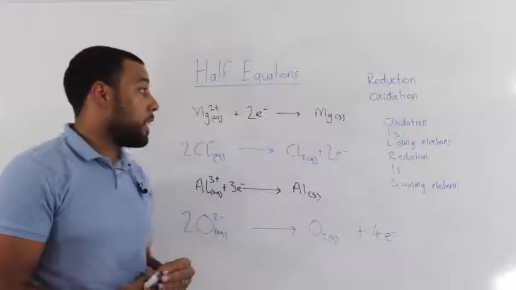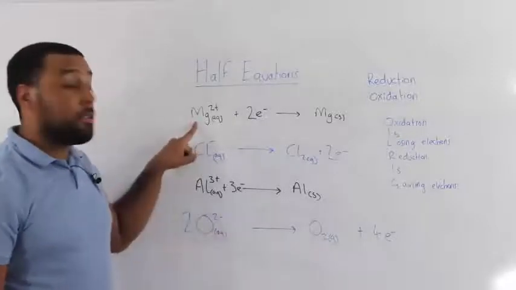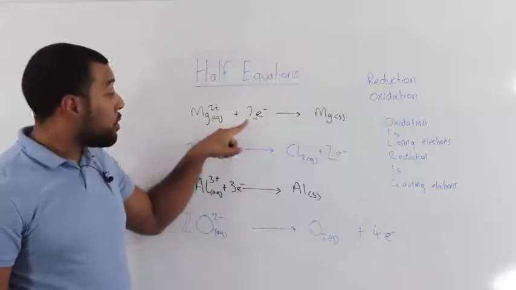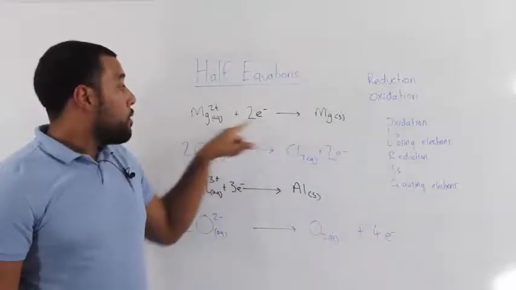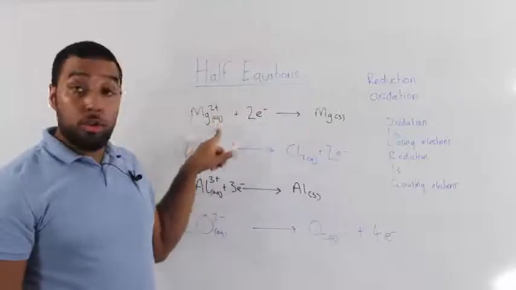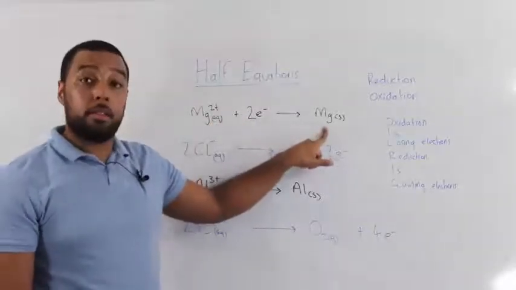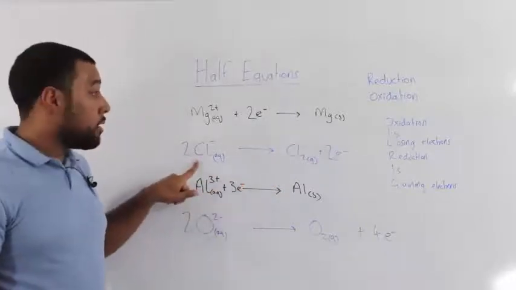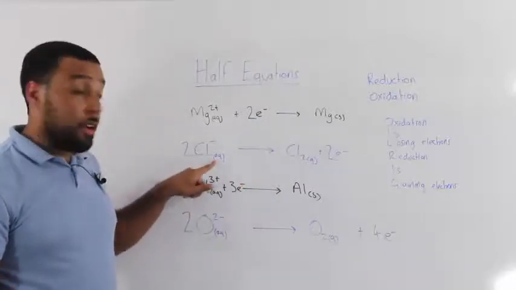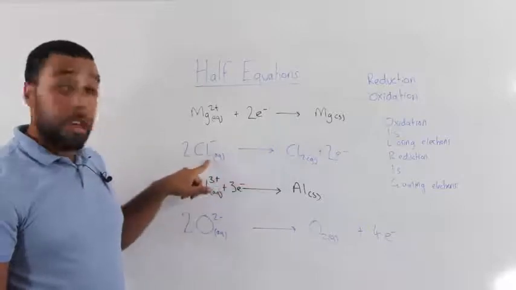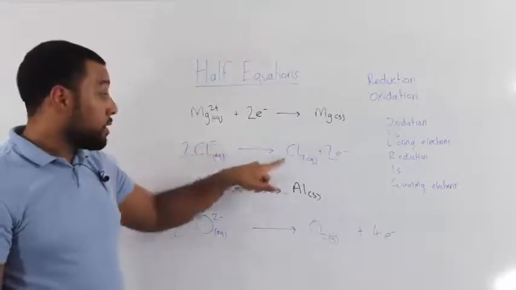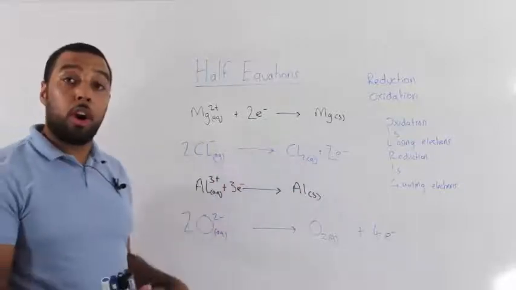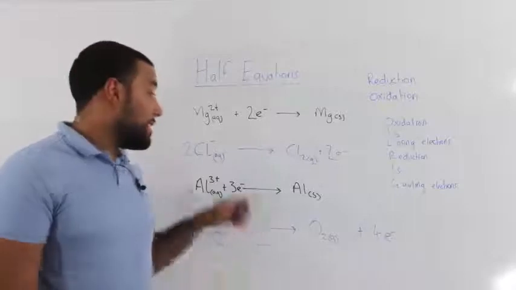So if we look at our half equations, we should be able to figure out what's being reduced and what's being oxidized. Well, the magnesium ions here are gaining electrons. They're picking up these 2 electrons. So the magnesium ions are reduced to magnesium atoms. The chloride ions here are losing their electrons. They have to lose this electron here to form chlorine atoms.